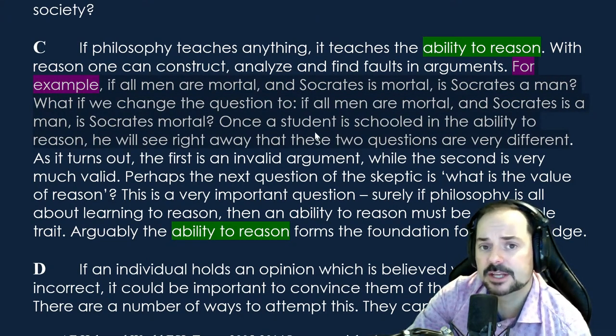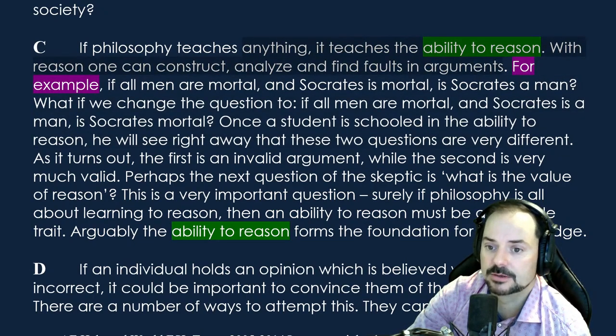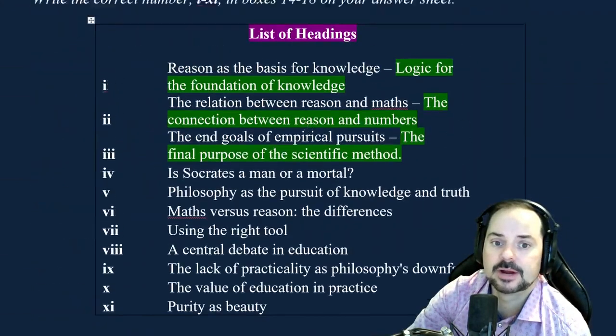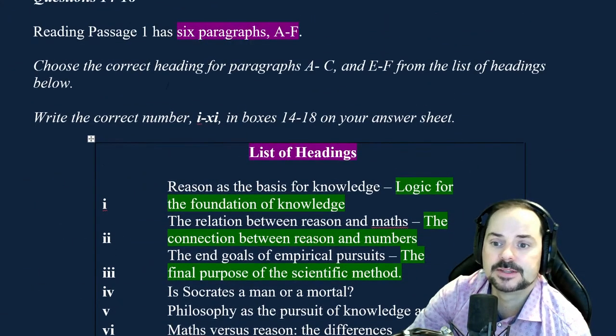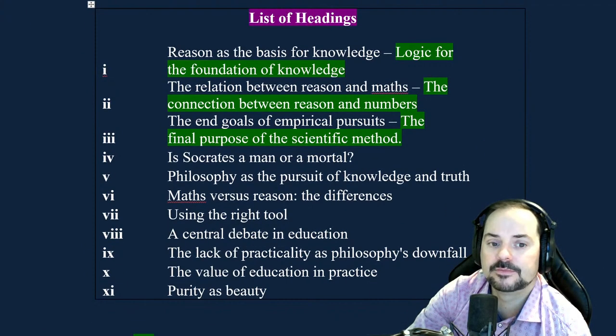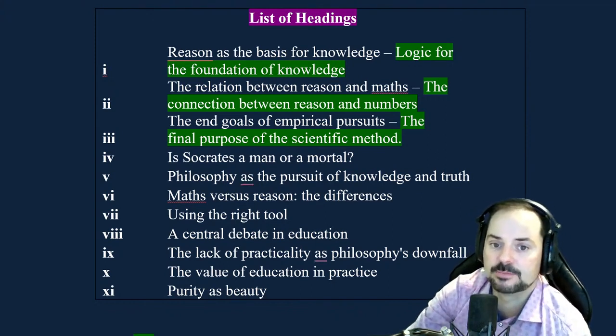For the list of headings questions in the IELTS, the answer is never the example or the explanation. It's always the topic. Okay, they're always looking for the topic of the paragraph. That's the correct heading for the paragraph. So try to figure out which one is the right answer here for paragraph C. So which one of these choices is the best choice here?